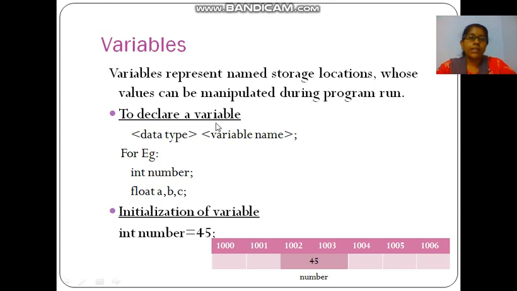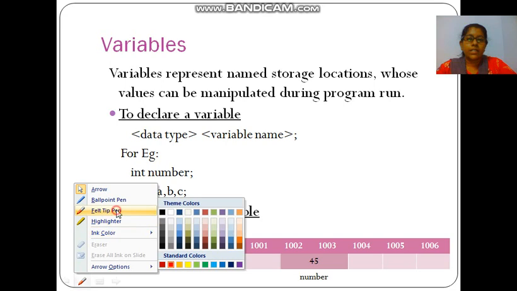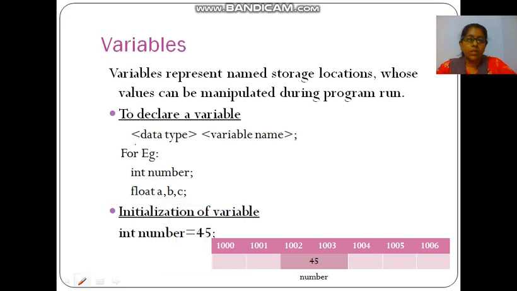Now, how can we declare a variable? Look at the syntax for declaring a variable. First, we need to specify the data type. Then, after a space, we mention the variable name. Then we put a semicolon to denote the end of the line.